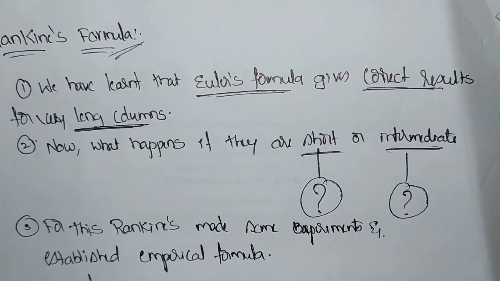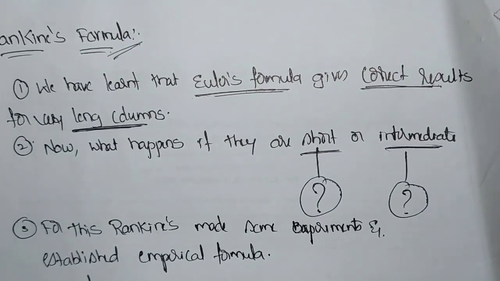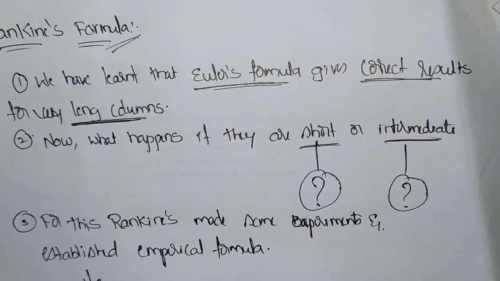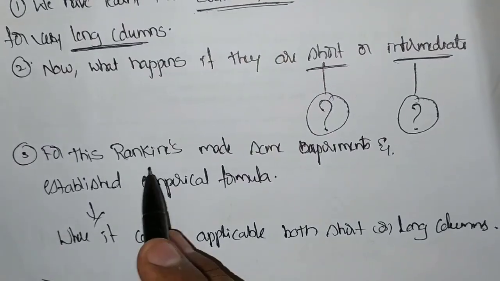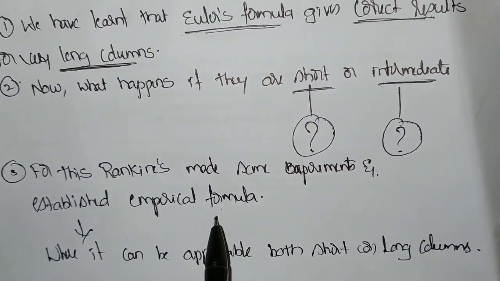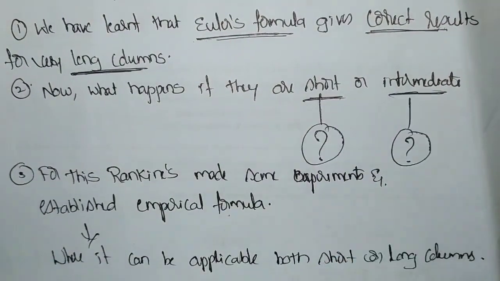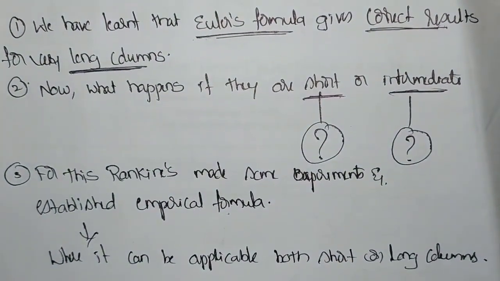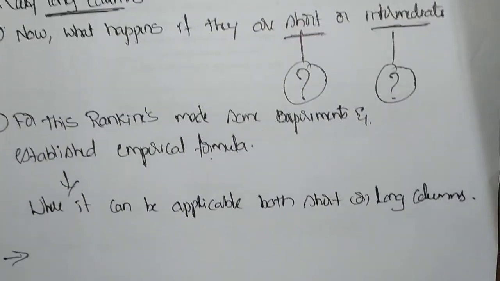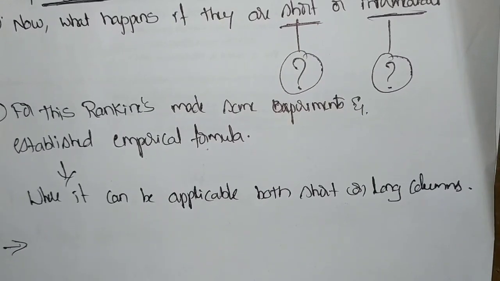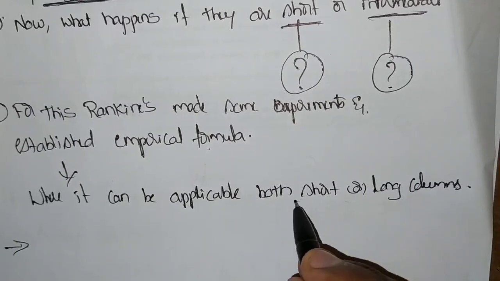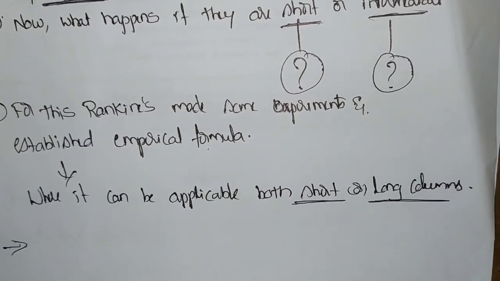Here, Rankine conducted some experiments and established an empirical formula to define the effects that come up for short and intermediate columns. Since this empirical formula was given by Rankine himself, it is known as Rankine's formula. Rankine's formula is applicable for both short columns and long columns.